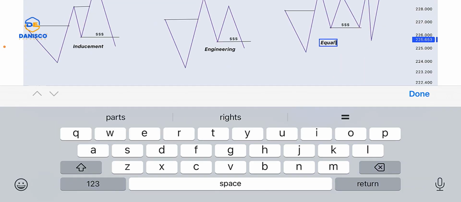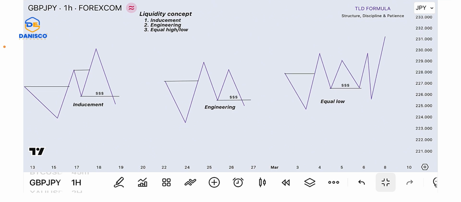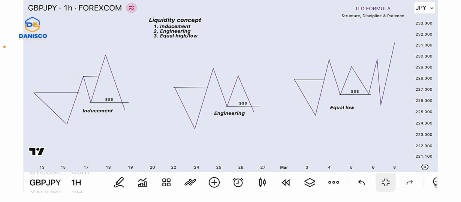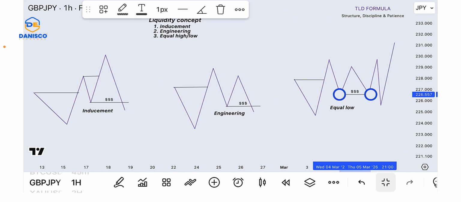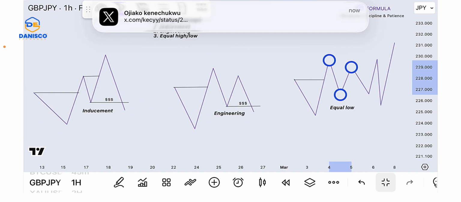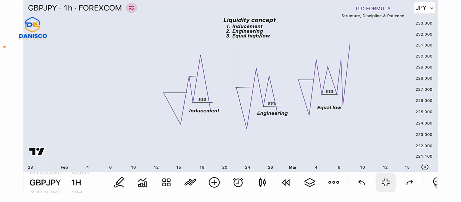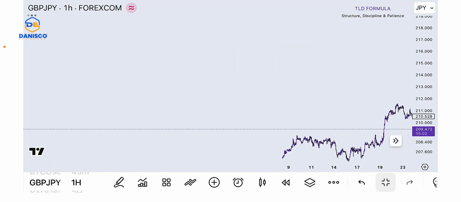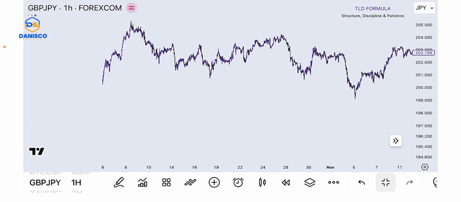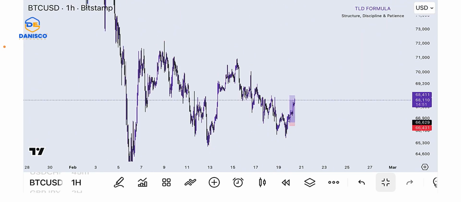Equal low. Like I said, turn it upside down, it is equal high for a sell. So this is just it. This is just the topic. I don't think there's much. Let's see if we can see stuff like this on charts. It's really taking my time, but let's see.